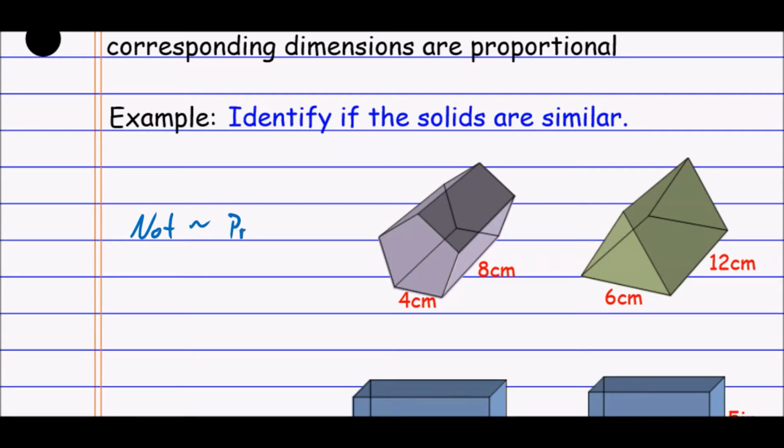And I would just say prisms for this one. Okay, so these are not similar prisms because they're not the same shape at all. So there's no use in even comparing the sides to check for proportionality.